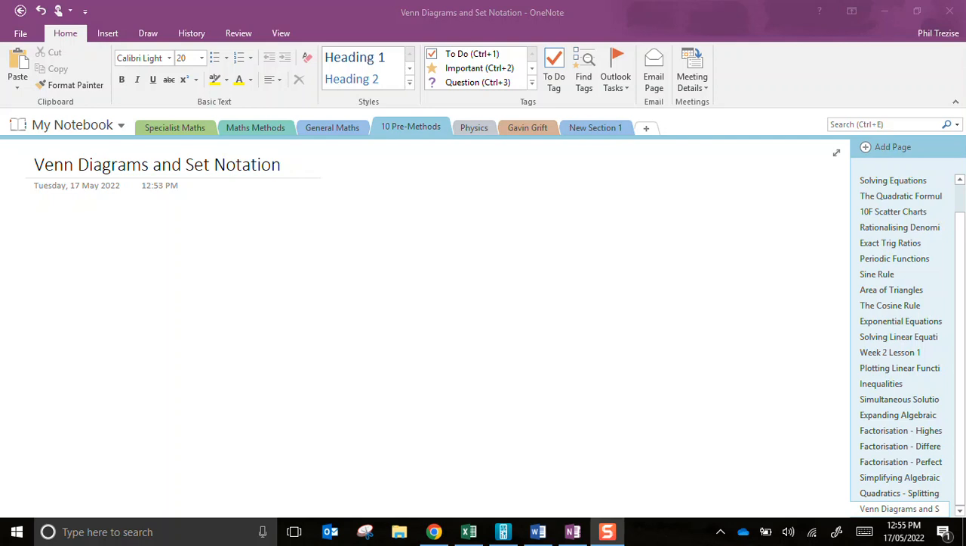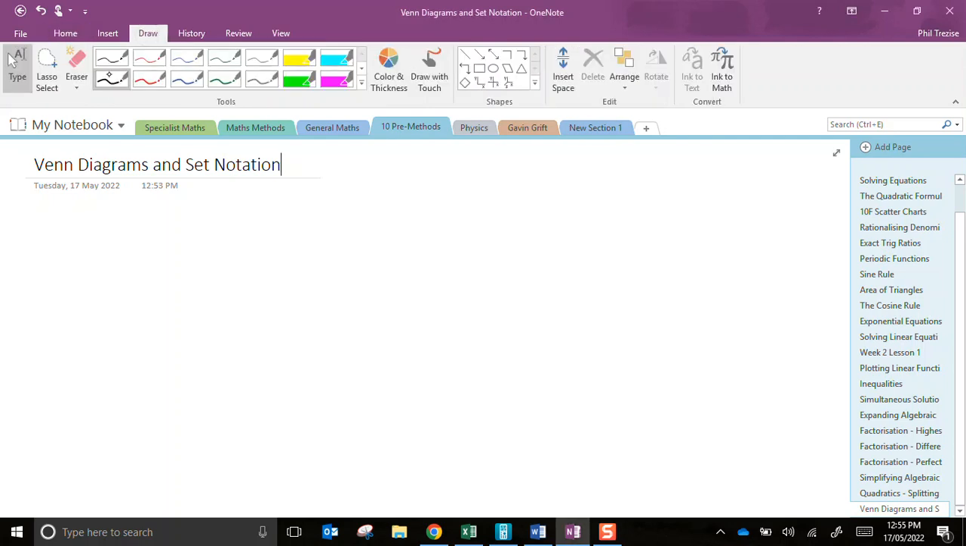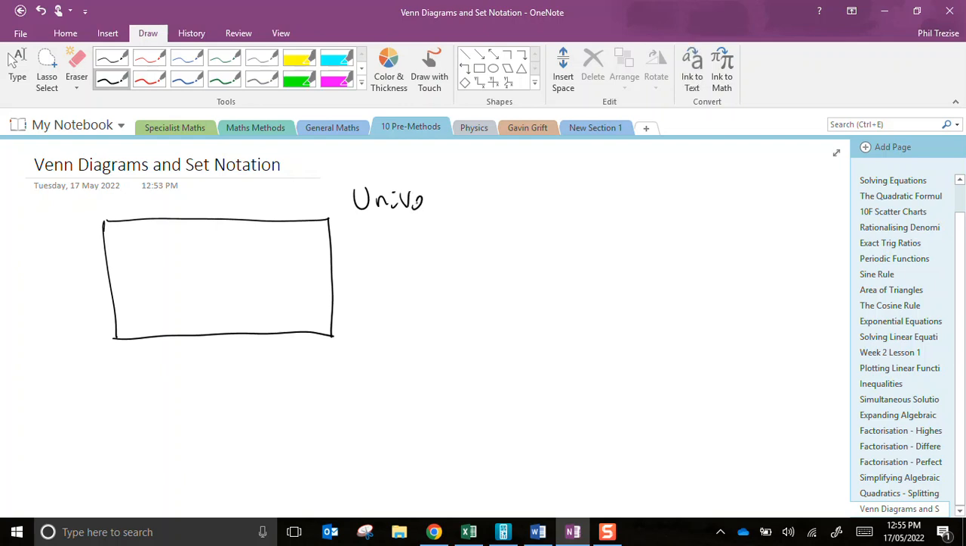Hi everyone. This lesson is a quick review about Venn diagrams and the way we use them for describing relationships between different sets of objects. So the rectangle is usually referred to as the universal set, which means everything, at least everything in the current context of what we're thinking about. And the little symbol epsilon is used to represent the universal set.